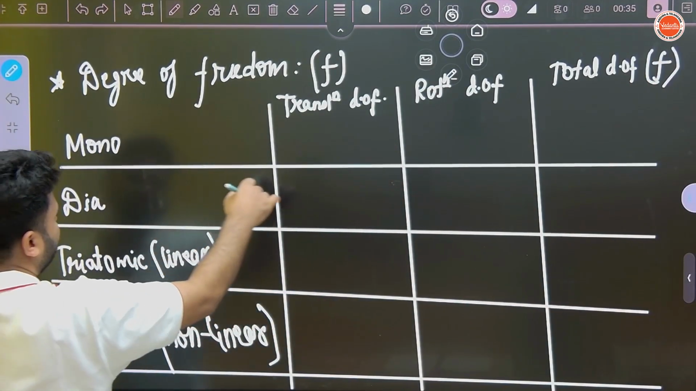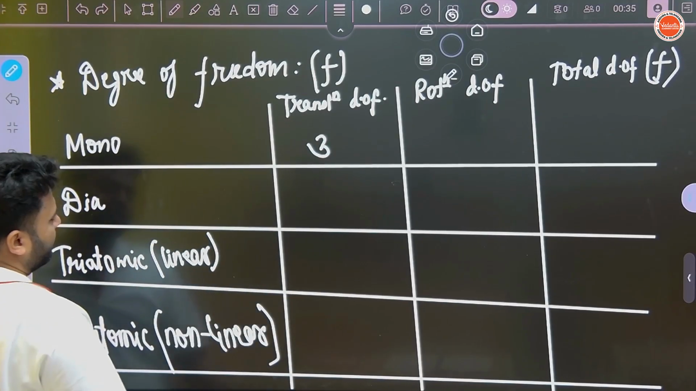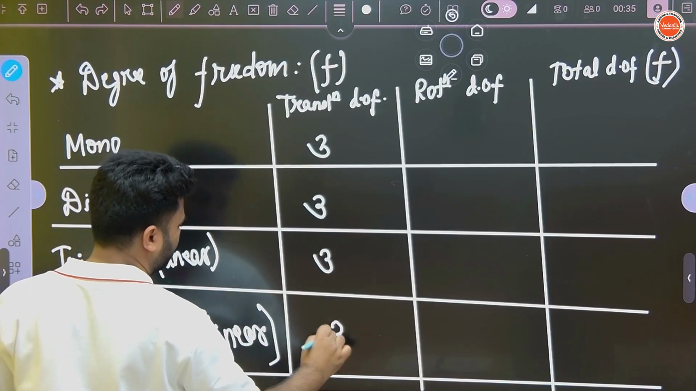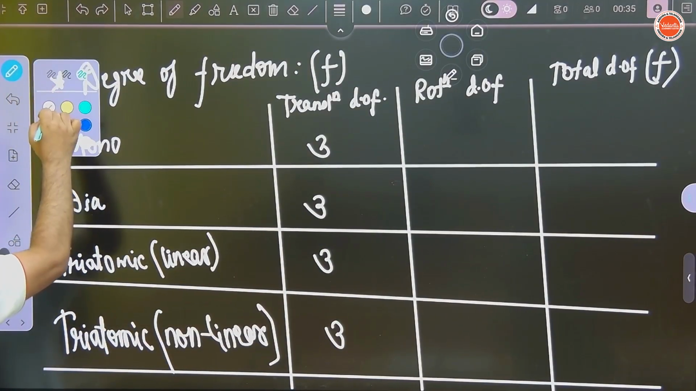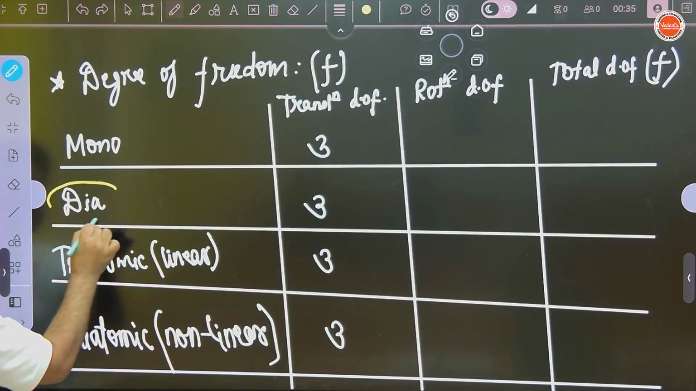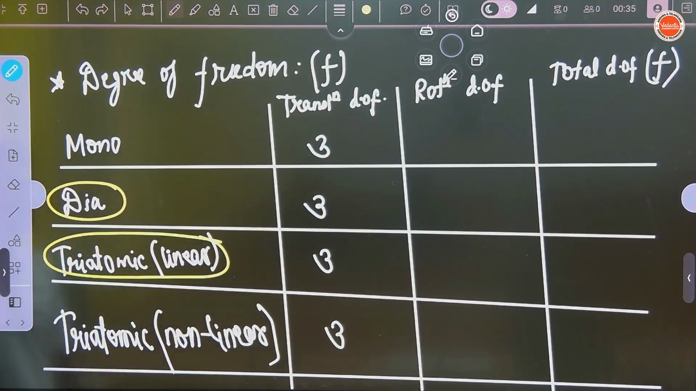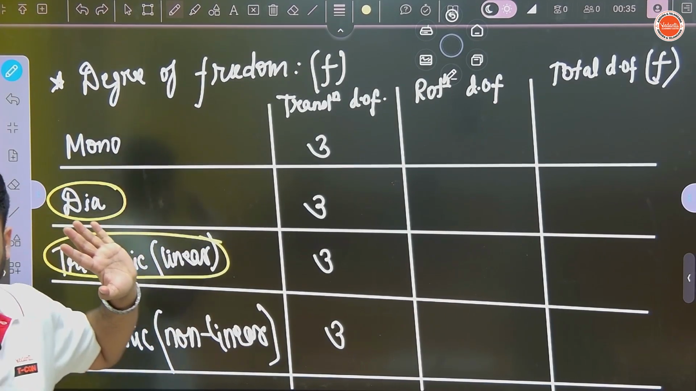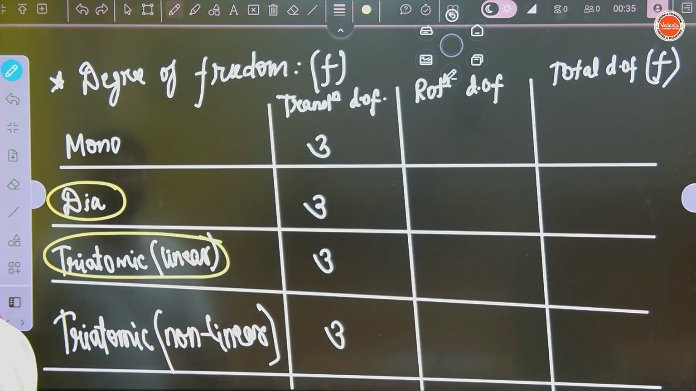Remember this: for monoatomic, this is 3, in 3 ways. For diatomic also this is 3. This also 3. This also 3. And one more thing you remember: this diatomic and this triatomic linear behave the same. Whatever you get for this, you will get the same for this. Just remember, these two behave the same.